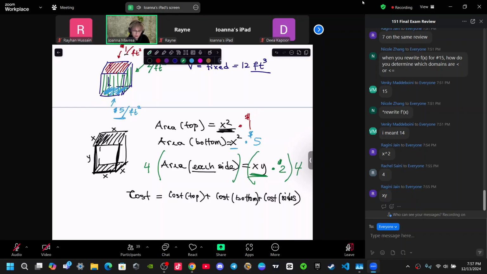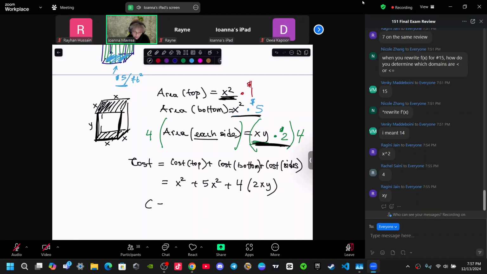So I'm going to add all the costs together. The cost of the top is x squared times 1. Cost of the bottom is 5 times x squared. And I have 4 sides, each one costs that much. So I have a function for the cost that unfortunately is not the type of function I want because it has too many variables. It's that many x squares plus 8xy. I want a function of one variable, so I need to try to eliminate one of the variables, and that's why they're giving me volume.